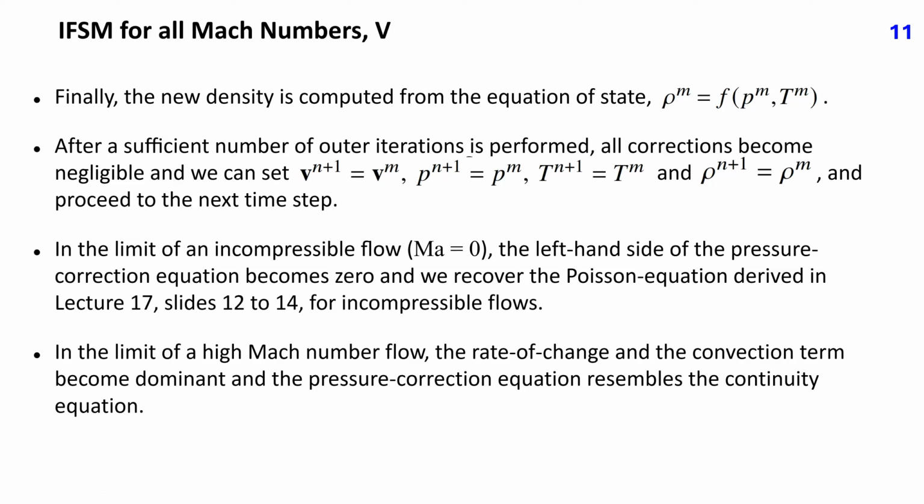After a sufficient number of outer iterations is performed, all corrections become negligible, and we can set Vn plus 1 equal to Vm, Pn plus 1 equal to Pm, Tn plus 1 equal to Tm, and rho n plus 1 equal to rho m, and proceed to the next time step. In the limit of an incompressible flow, that is, Mach number equal to 0, the left-hand side of the pressure correction equation becomes 0, and we recover the Poisson equation derived in lecture 17, slides 10 to 14, for incompressible flows. In the limit of a high Mach number flow, the rate of change and the convection terms become dominant, and the pressure correction equation resembles the continuity equation.